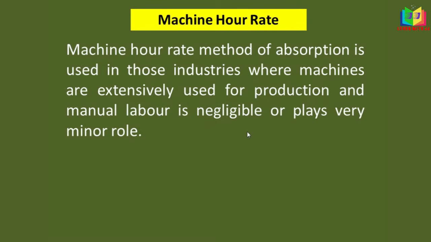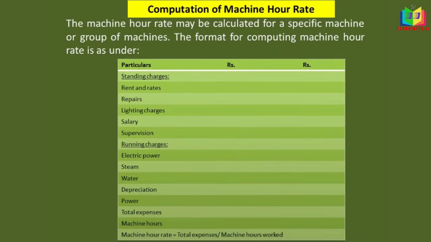We'll see the format of machine hour rate. This is the format for calculating machine hour rate. Machine hour rate may be calculated for a specific machine or a group of machines. It can be calculated for one machine or for a group of machines. And this is the format for computing the machine hour rate.